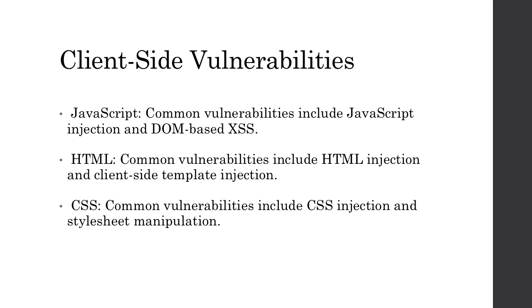Here are some common examples. JavaScript. If a user can inject JavaScript into your site without proper validation, they might be able to steal sensitive information or even take control of your website. HTML. Similar to the chat example, if users can inject malicious HTML, they could see things on your page that you didn't intend for them to see. CSS. If a user can manipulate your CSS style sheets, they might be able to change how your site looks or even hide important information. The key is to validate and sanitize any user input to prevent these types of vulnerabilities.